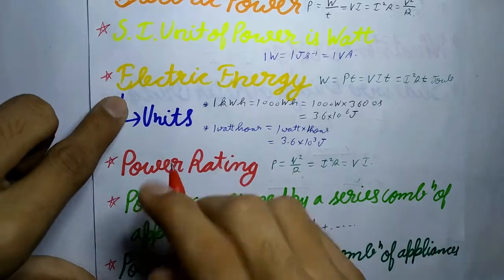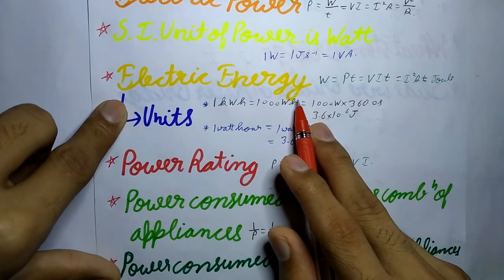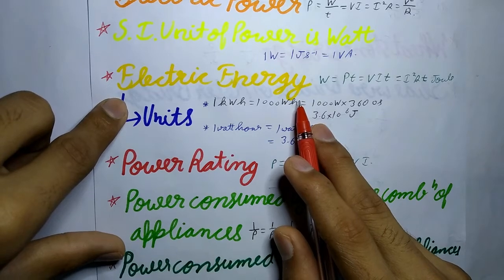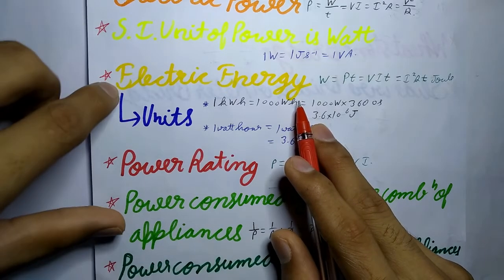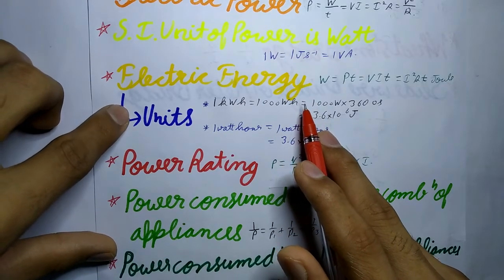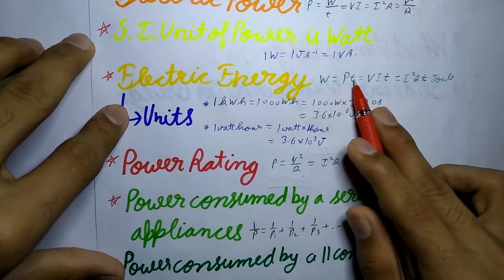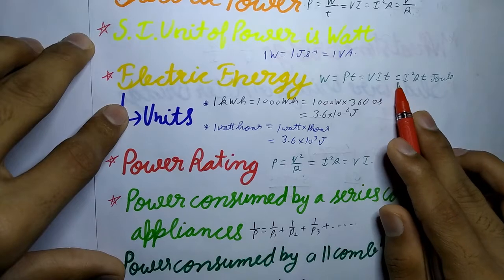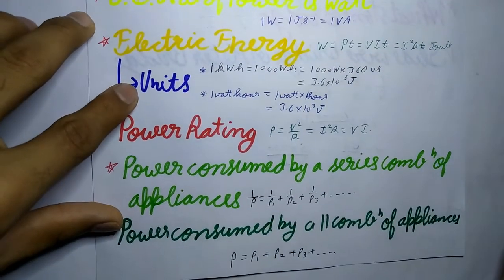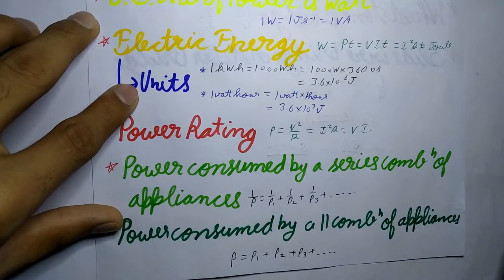Now next is electric energy. It is the total work done in maintaining an electric current in an electric circuit for a given time. So electric energy equals electric power into time. So W = Pt, which equals VIt joule, and which equals I²Rt joule.